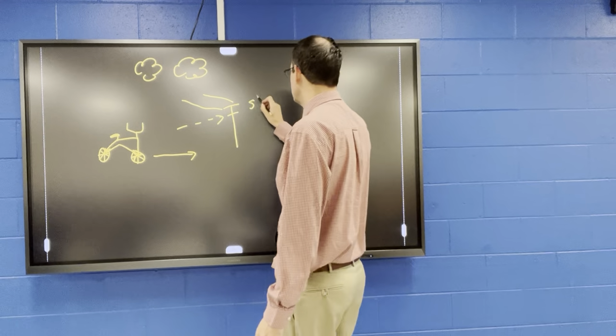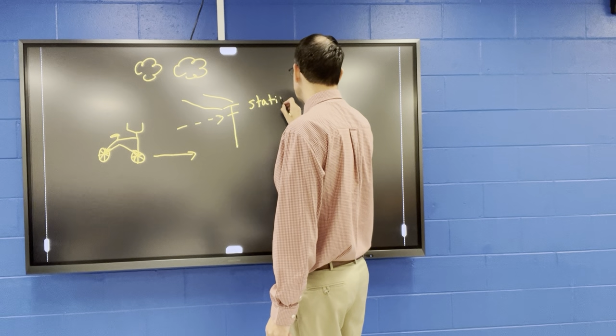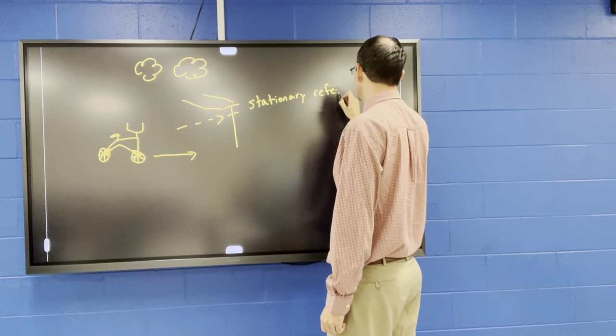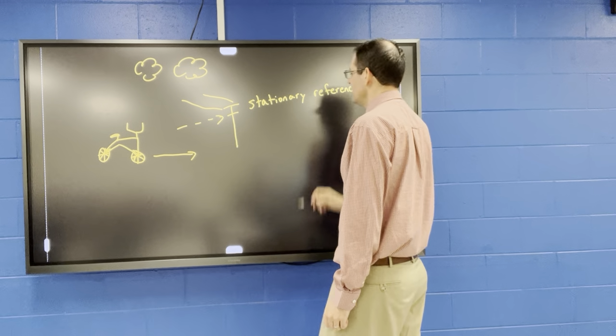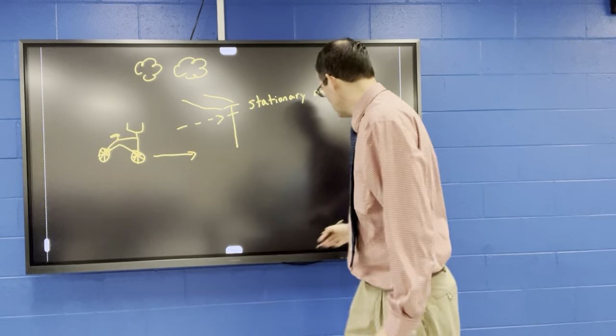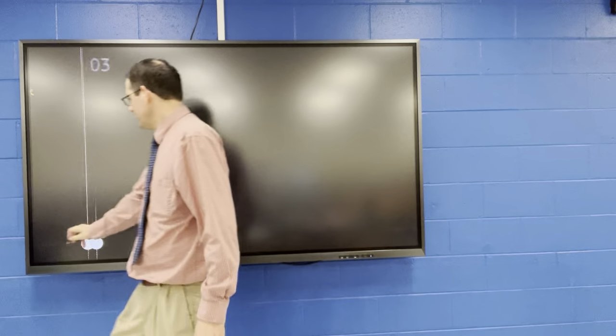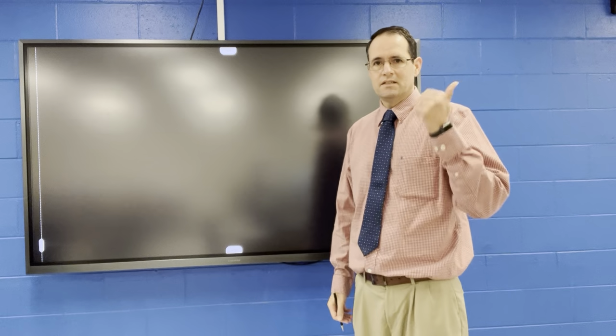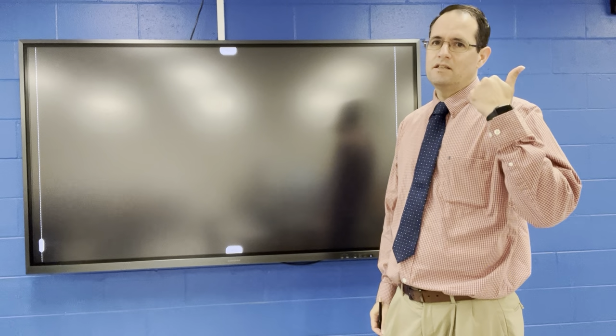This is what we call a stationary reference. It does not move, and this is the object that's moving. Now, to measure motion, you need to measure two things. You need to measure position or distance, and you need to measure time.